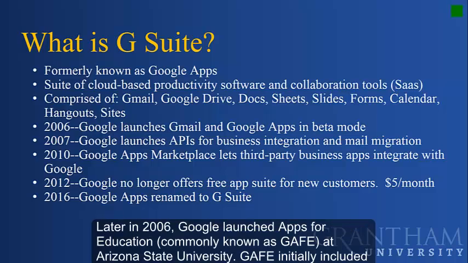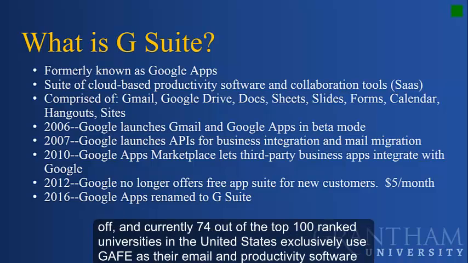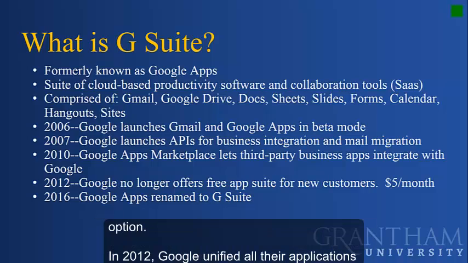Later in 2006, Google launched Apps for Education, commonly known as GAFE, at Arizona State University. GAFE initially included Google Docs and Google Sheets, and was considered the first major threat to Microsoft Office. The popularity and portability of GAFE took off, and currently 74 out of the top 100 ranked universities in the United States exclusively use GAFE as their email and productivity software option.